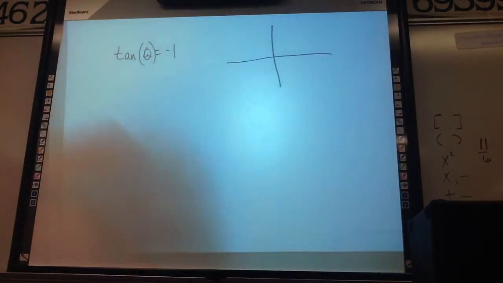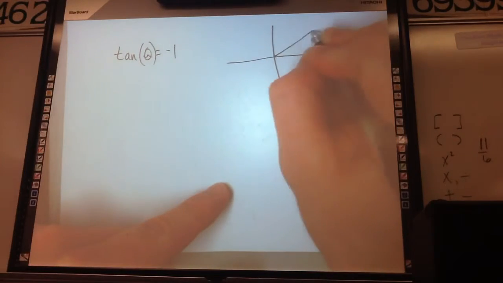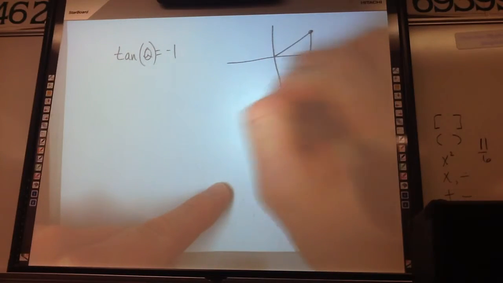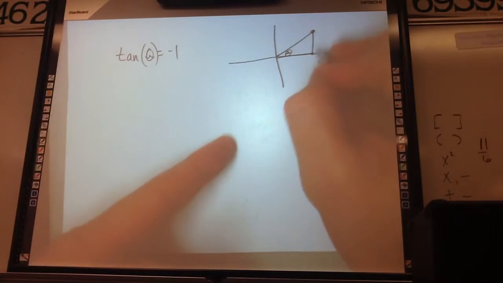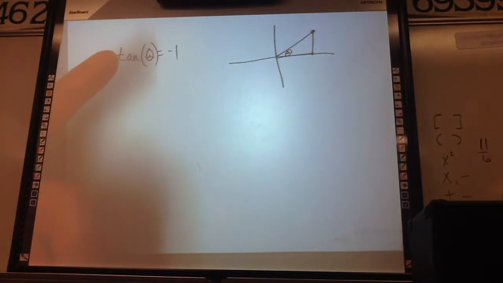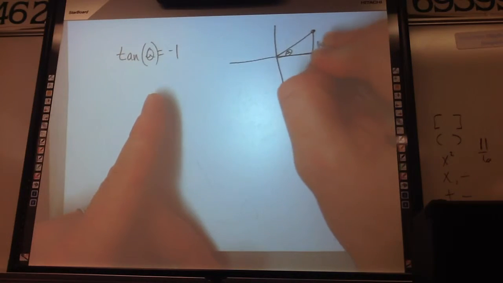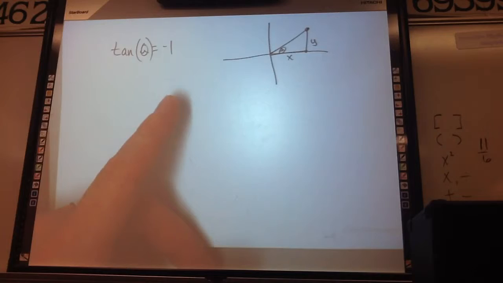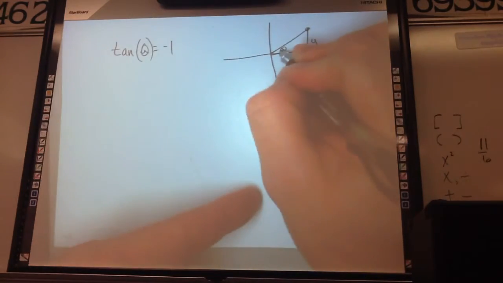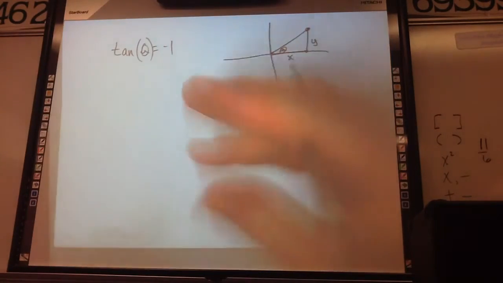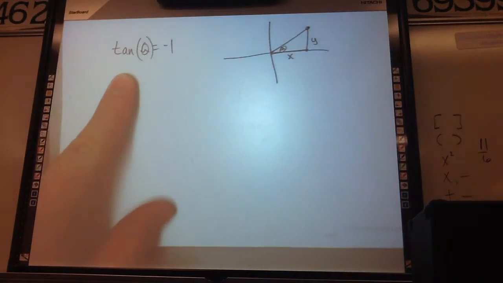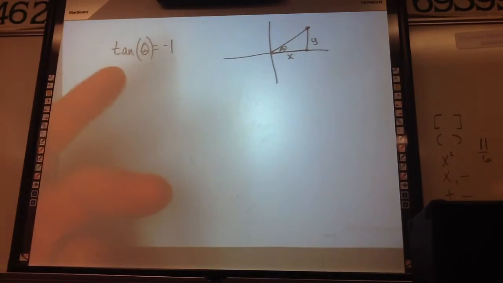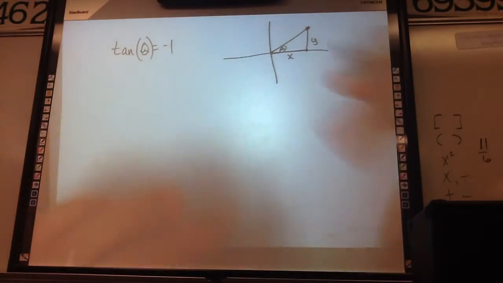I started with quadrant 1. If I had an angle in quadrant 1, I don't know how long each side of my triangle is, but it doesn't matter. I know that this number is positive and this number is positive. So when I find the tangent, opposite over adjacent, my answer will be positive. That's how I knew this wouldn't work. So then I just picked randomly down here.